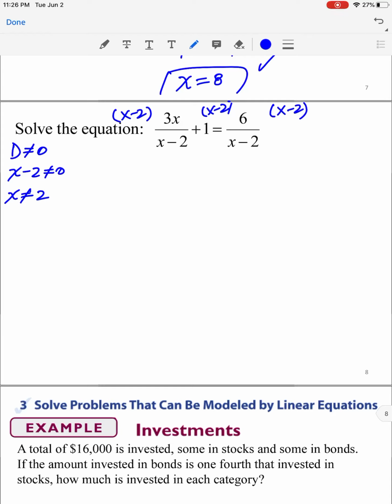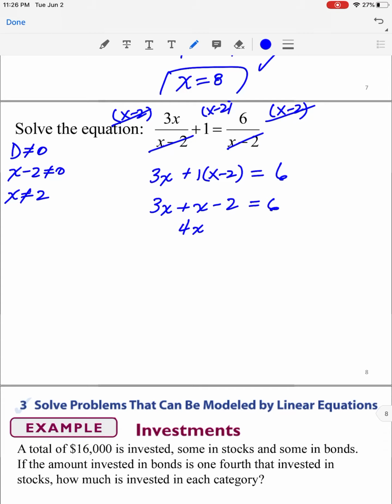So we have x minus 2 in the numerator, x minus 2 in the denominator. That's 1 times 3x. Leaves us with 3x. Plus 1 times x minus 2 equals x minus 2 divided by x minus 2. That is 1 times 6. Leaves us with 6. So we have 3x plus x minus 2 equals 6. So that gives us 4x minus 2 equals 6.